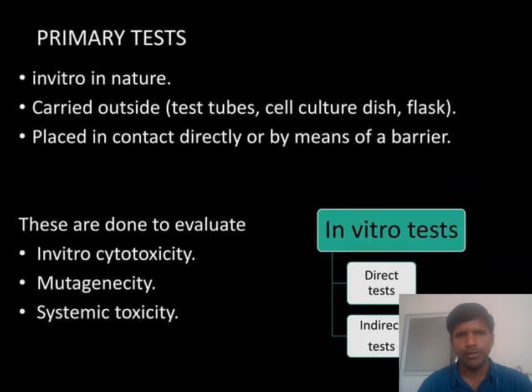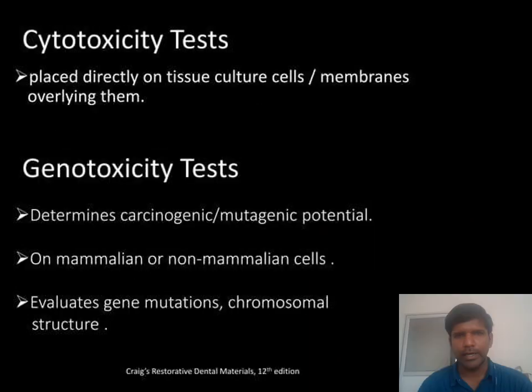Coming to the primary tests, these primary tests are usually in vitro in nature. They are carried out outside, that is, in test tubes or in cell culture dishes or in flasks. The material is placed in contact directly or by means of a barrier. These are done to evaluate in vitro cytotoxicity, mutagenicity, and systemic toxicity. In vitro tests may be direct tests or indirect tests.